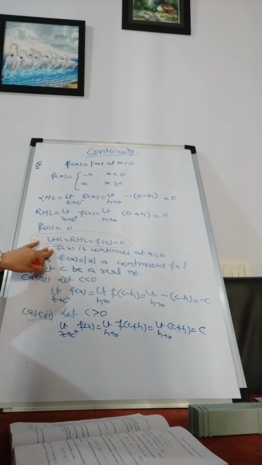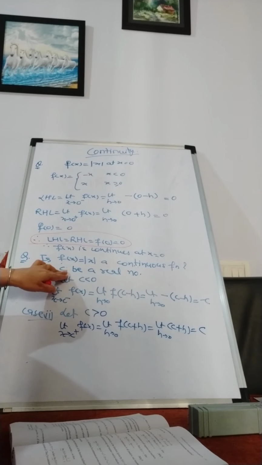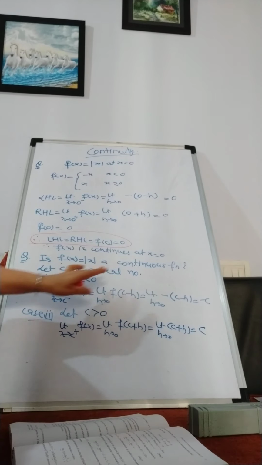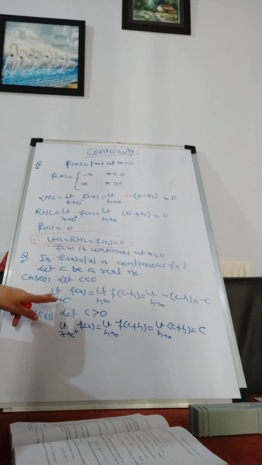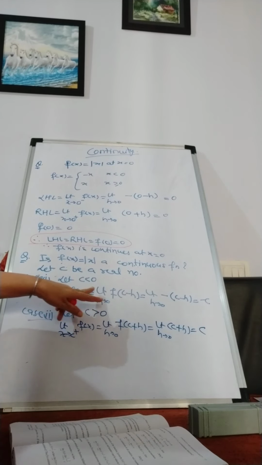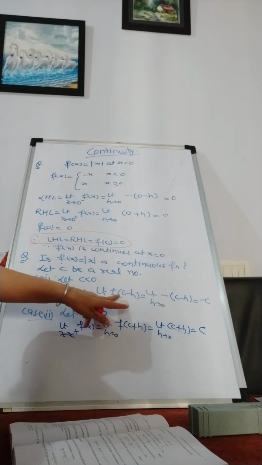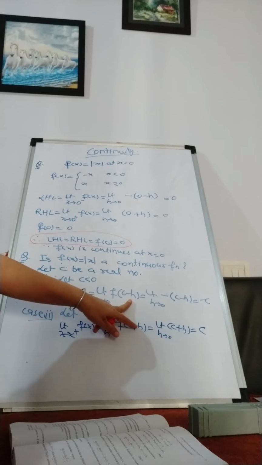I have shown this at a point. Now I will show it throughout, so here I will make cases. First I will assume c is any real number. First I will assume c is less than 0, meaning c is negative. So let limit x tends to c minus f(x) equal limit h tends to 0 f(c - h), according to the definition of limits.